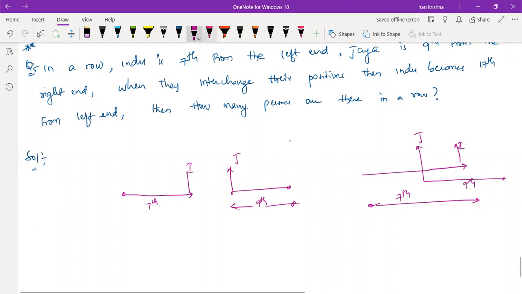But when they interchange their positions, that means Indu is coming to Jaya's place, Jaya is coming to Indu's place. So what is the new position? Indu is I1, Jaya is J1. Understand? They just interchange their positions. So Indu will go and sit in Jaya's place, Jaya will come and sit in Indu's place. Here also same, I dash and J dash, new positions. Now in the new positions, Indu becomes 17th from the left hand.